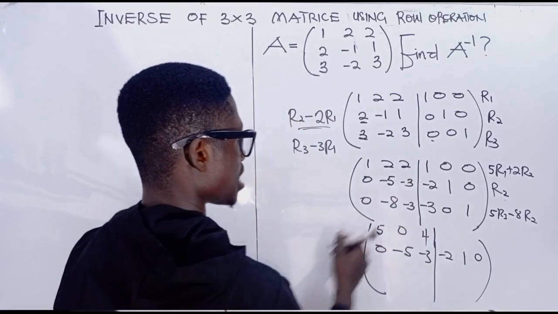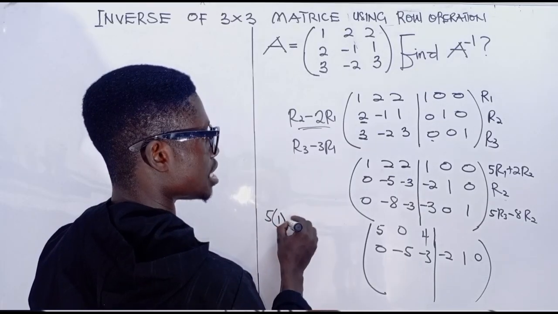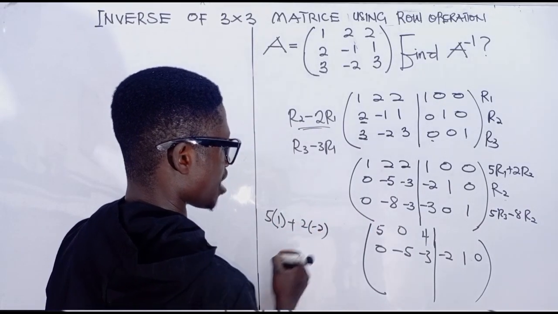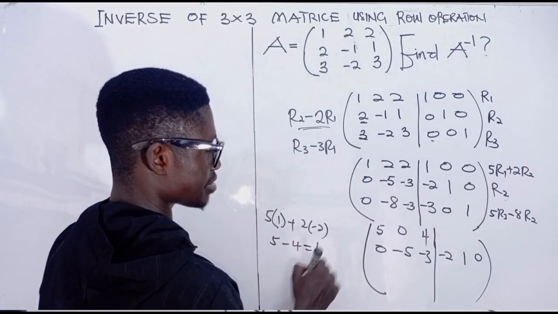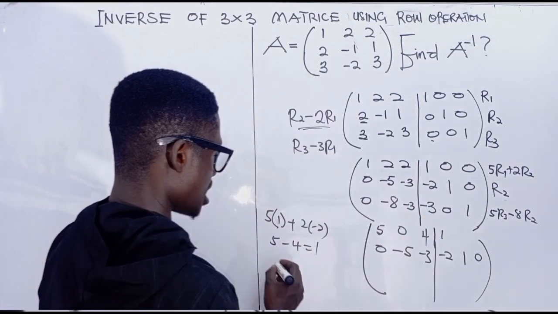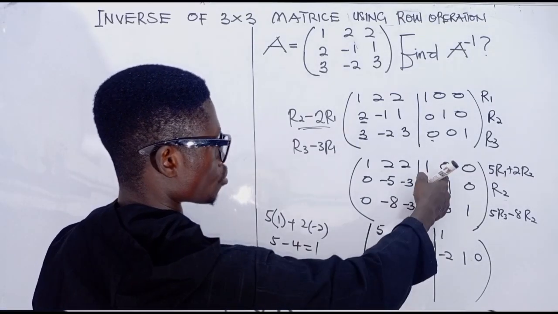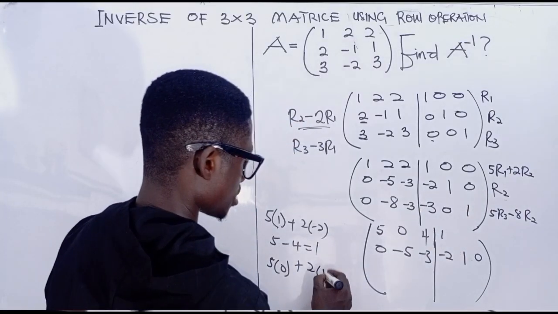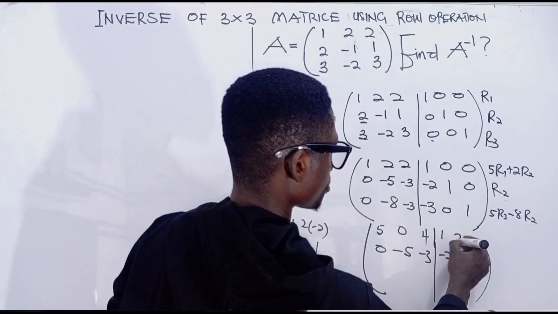So let's look at this particular entry. So we have 5. Row 1 is 1. Then we have plus 2. Row 2. Its corresponding row 2 entry. We have minus 2. So we have 5 minus 4. That gives us what? 1. So we have 1. Then we look at this particular entry. We have 5 times row 1 plus 2. Its corresponding row 2 entry is 1. So we have 0 plus 2. That gives us what? 2.